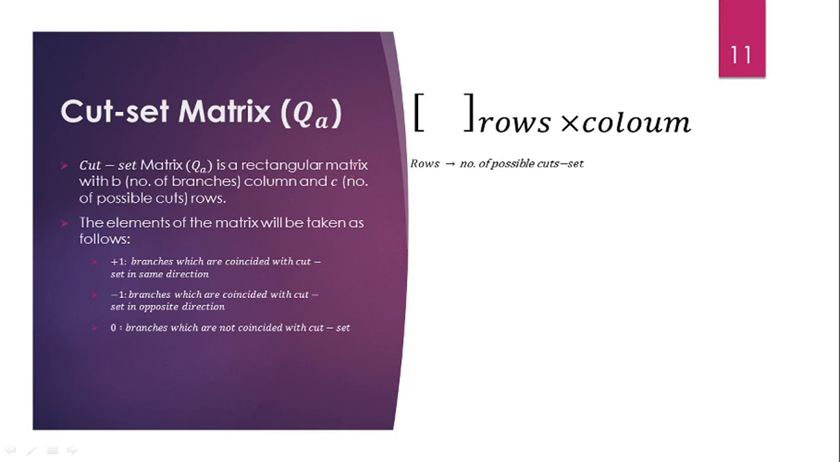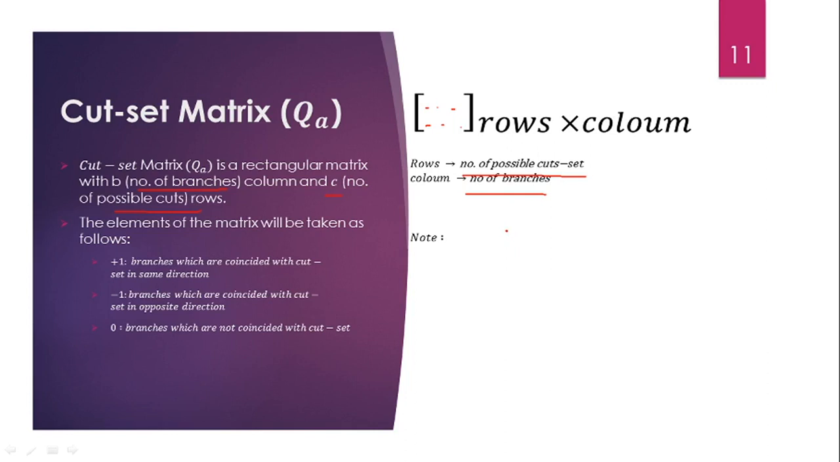So cut set matrix, what is the cut set matrix? The cut set matrix is a rectangular matrix between the number of branches as columns and the number of possible cut sets as rows. So each matrix has rows and columns. Rows are the number of possible cut sets, columns are the number of branches, and for the elements we can write the values +1, -1 or 0.